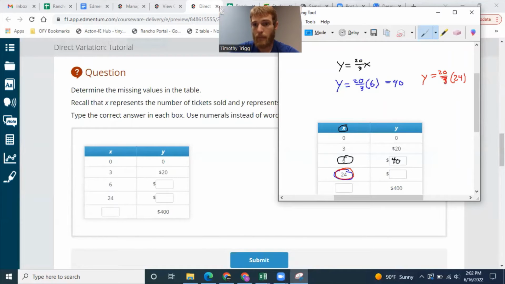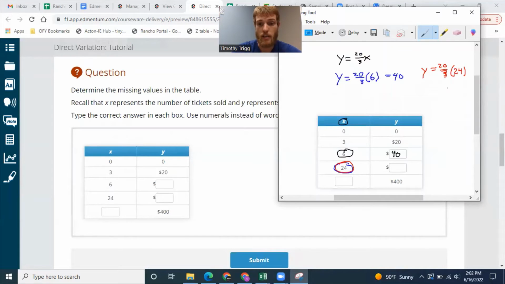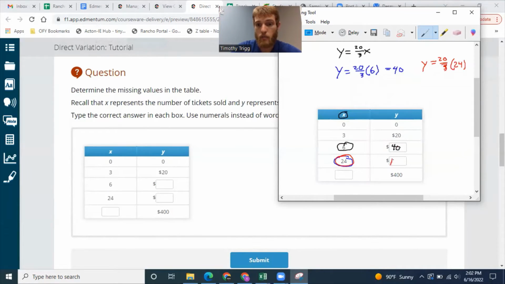That's a 3 there. Okay, now how do we multiply a whole number times a fraction? Again, you multiply times the top, divide by the bottom. So 24 times 20, 480. I'm using a calculator, as you can see, and then divide by 3. So 160. Okay, so the price of 24 tickets is going to cost $160. All right, hope that made sense.